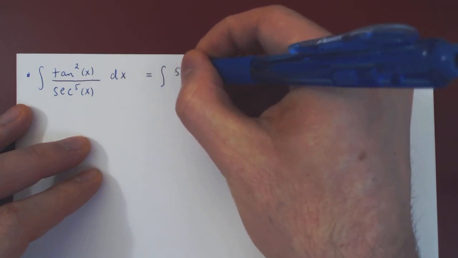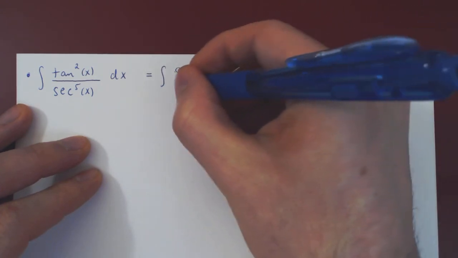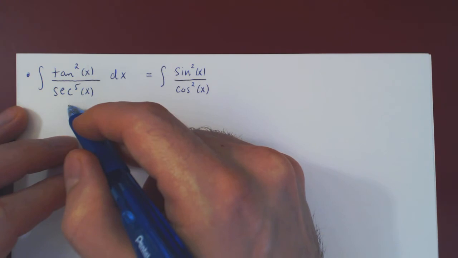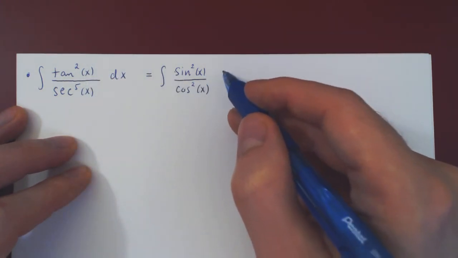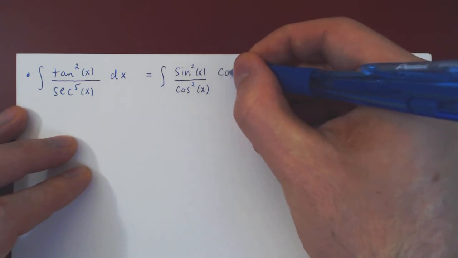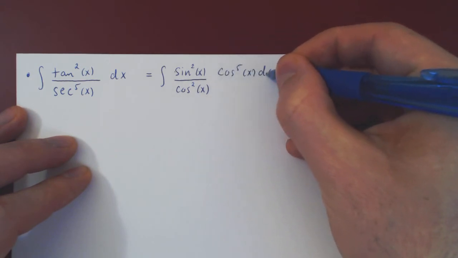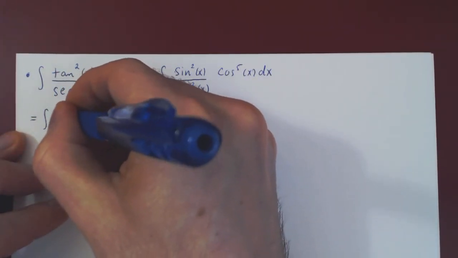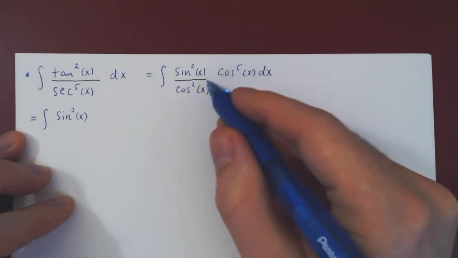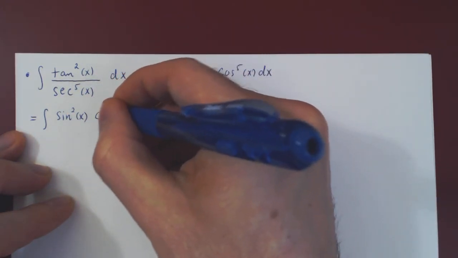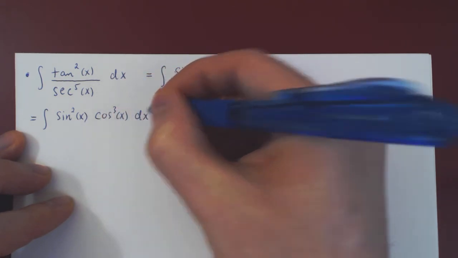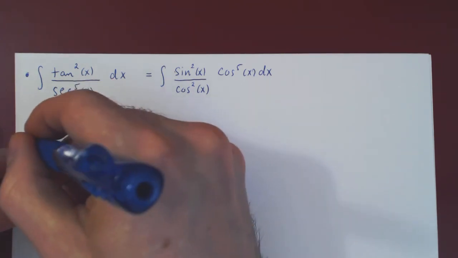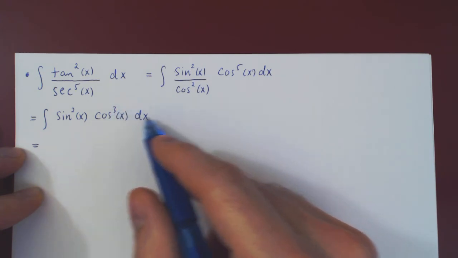Tangent squared will be sine squared over cos squared. And again, secant is 1 over cos. So we have 1 over 1 over cos, which gives us times cos, but there's a fifth power, so times cos to the 5. We of course now want to simplify, so sine squared. Cos to the 5 over cos squared is cos cubed. So now we have an integral in terms of sines and cosines with an odd power, and those are the easiest trig integrals. We want to factor from the odd power a single cosine.